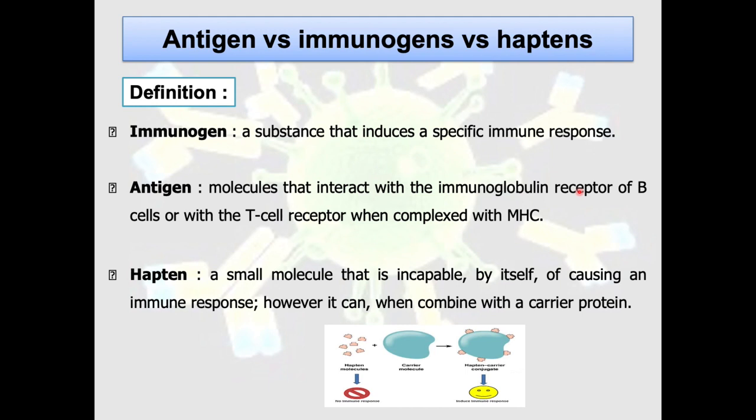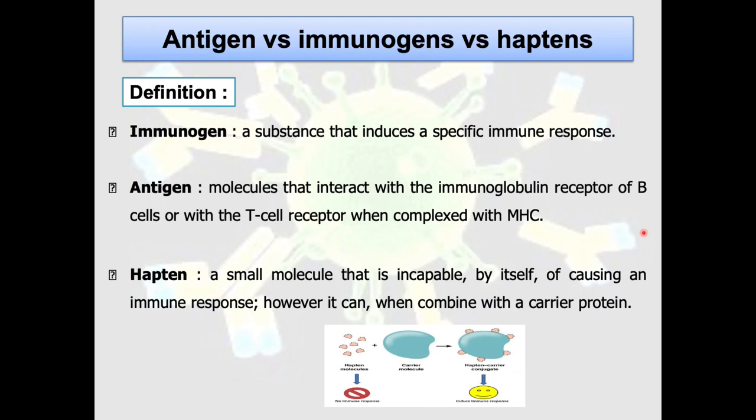So an antigen is basically a molecule that interacts with the immunoglobulin receptor of B cell or with the T cell receptor when complexed with MHC. So I'm going to explain MHC later on. Basically, an antigen is a molecule that can make a link, so it can bind to the immunoglobulin receptor. So it doesn't matter whether from B cell or T cell, as long as it can bind to the immunoglobulin receptor, we can call it an antigen.